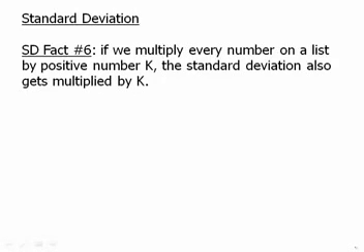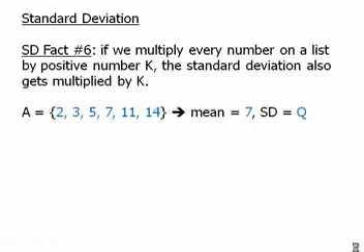Fact 6. If we multiply every number on a list by a positive number k, the standard deviation also gets multiplied by k. So start out with this list here. It has a mean, and we'll just call the standard deviation q. It doesn't matter what the actual value is. Now multiply everything on the list by 3.